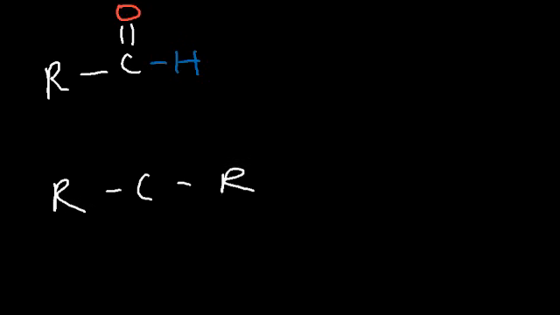In this video, we're going to talk about how to name aldehydes. So let's start with the basics. An aldehyde is basically a carbonyl group where you have a hydrogen on one side of the molecule. So this would be an aldehyde. To distinguish it from a ketone, the ketone has no hydrogens attached to the carbonyl group. So this is the ketone.